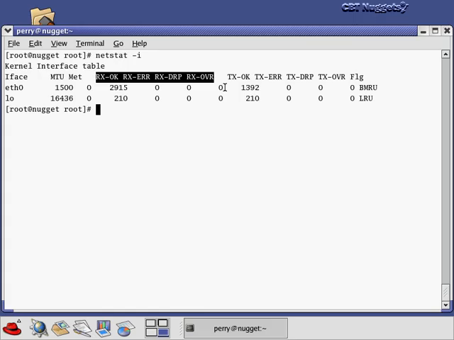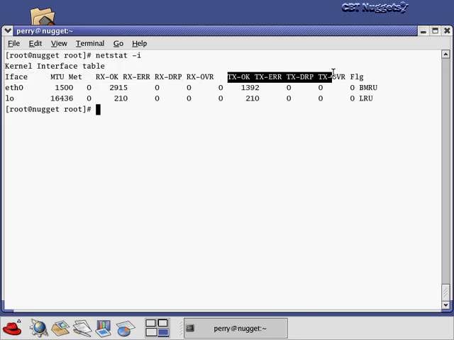the buffer. When packets are coming into your system over the network, they're not going directly into some spot in memory. They're going into a special buffer, and then the processor reads them out of the buffer. Ideally, the processor reads them out faster than they come in, but if for some reason the processor is preoccupied and the buffer fills up, then you'll start getting overflowing packets, and that's where this RX-OVR number comes in.